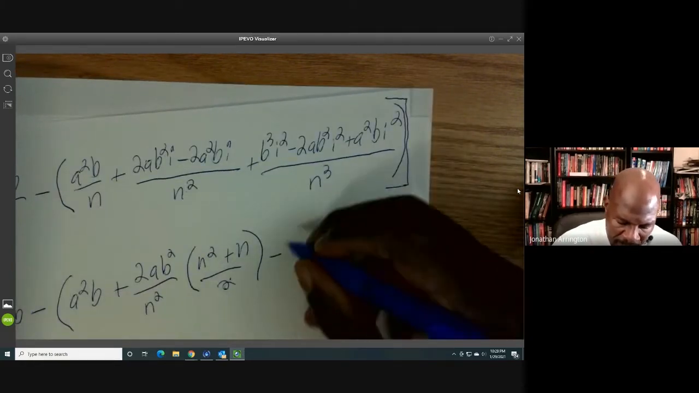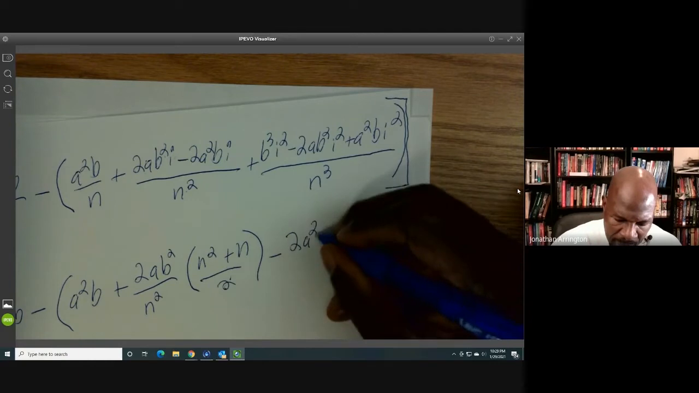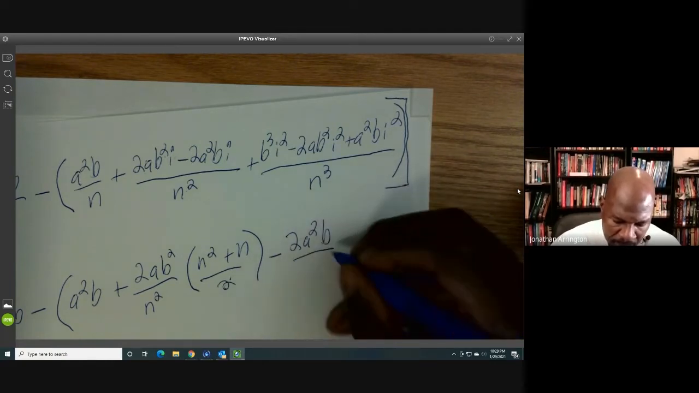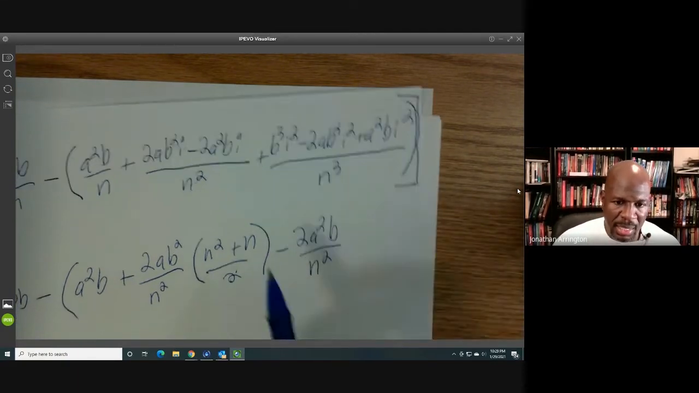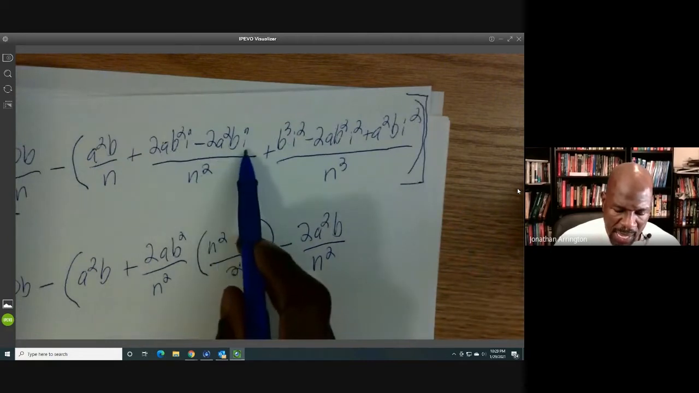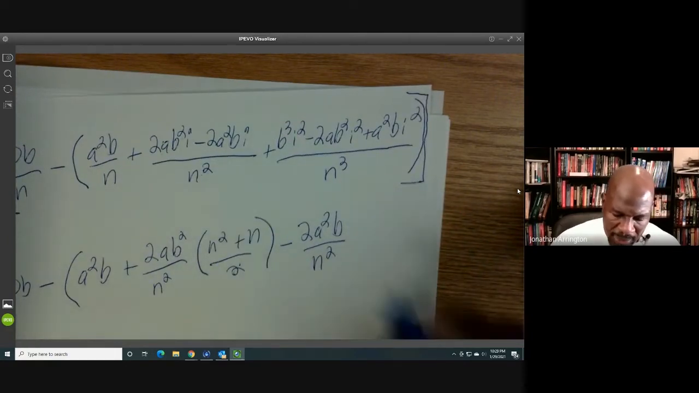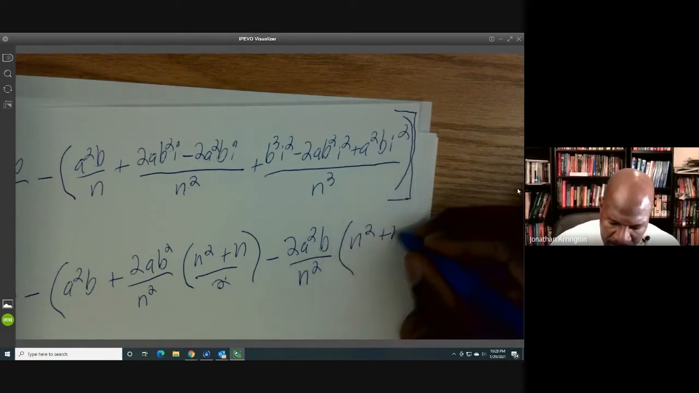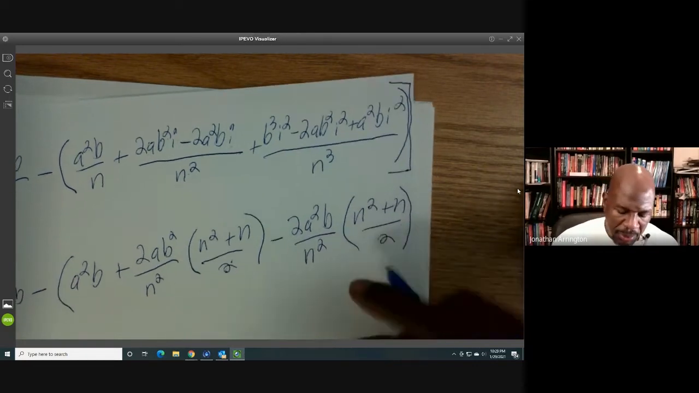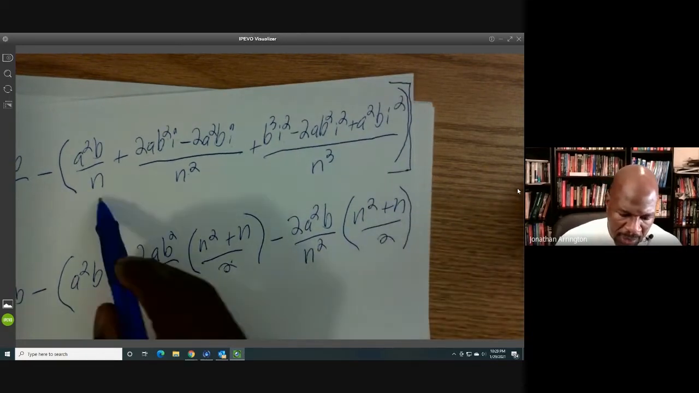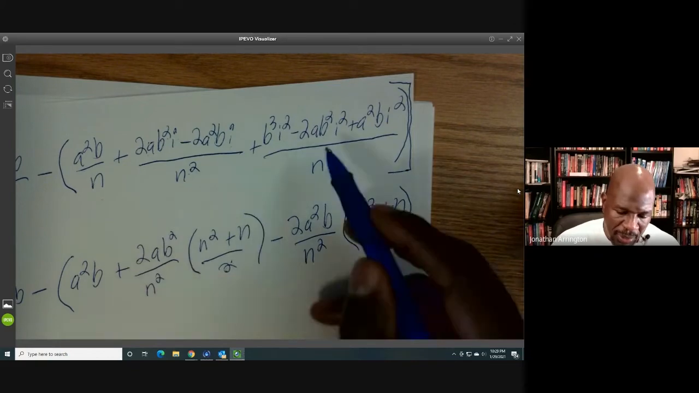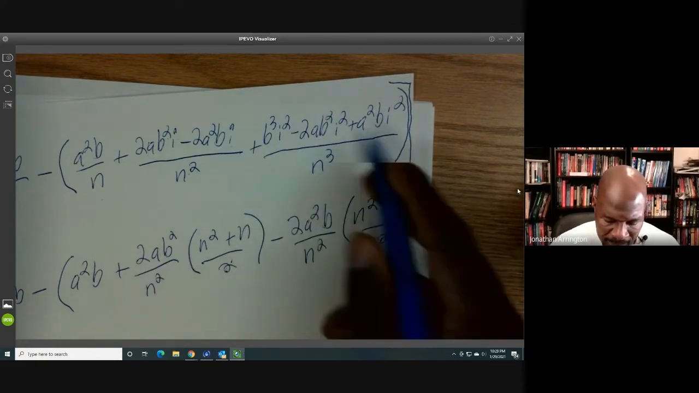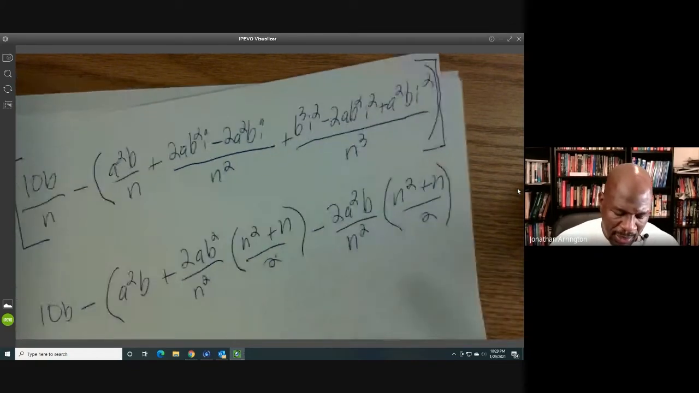You have minus 2a squared b over n squared, and that's being multiplied by i. So when I sum it, it's going to turn into n squared plus n over 2. Okay, cool. So I've taken care of this part thus far. I still got this guy. So let's deal with this guy.